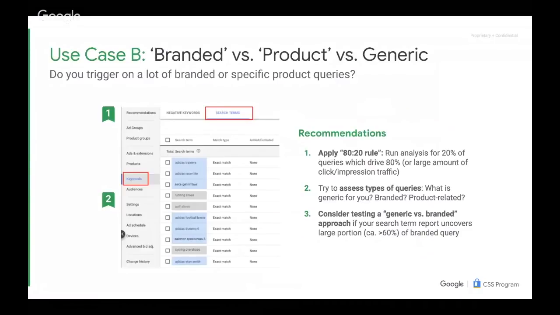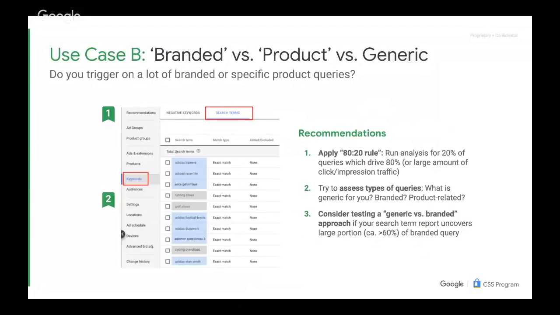The second use case takes the 80-20 rule to determine whether a given merchant shows mainly on generic queries, such as running shoes, or if they show more on branded terms, such as Adidas sneakers. The 80-20 rule means you'll run an analysis on about 20% of the queries that typically drive 80% of the traffic.